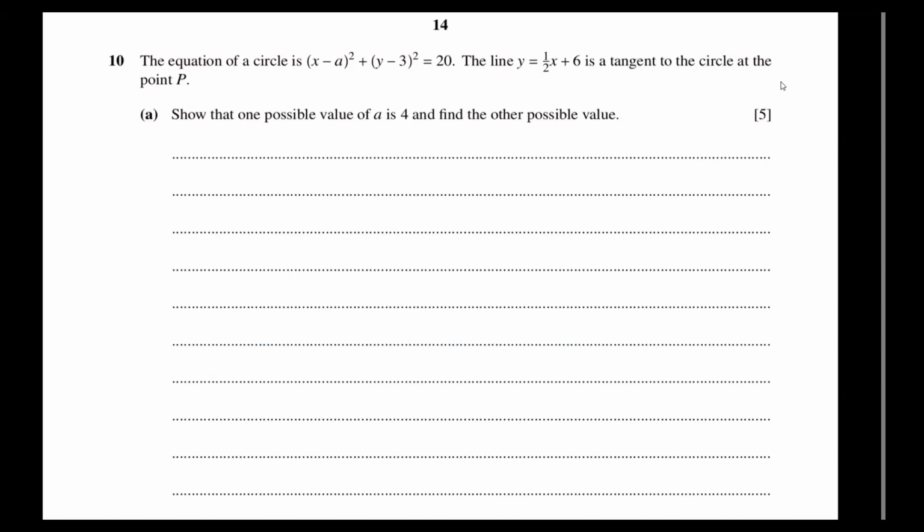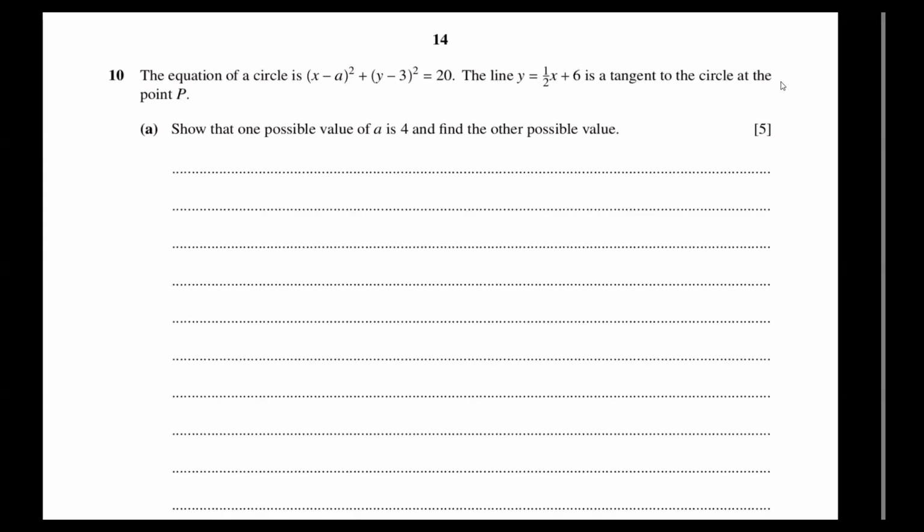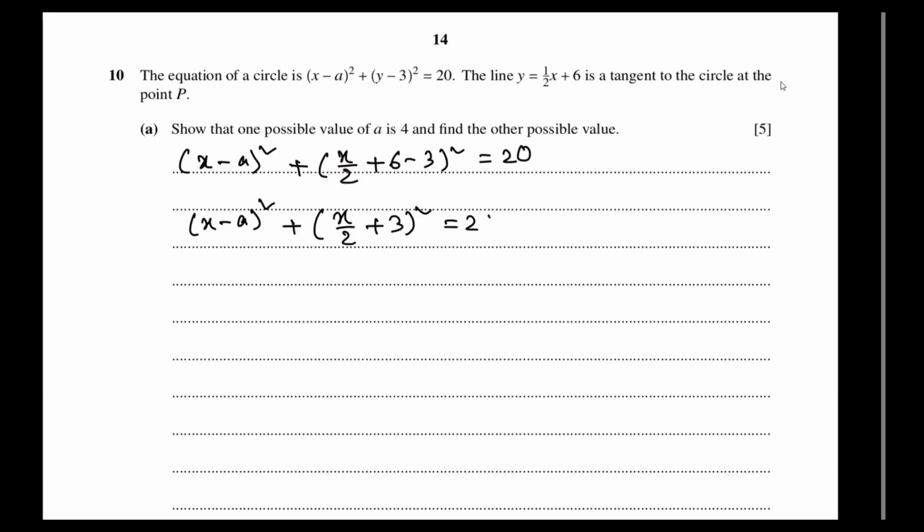Since the line is a tangent to the circle, if we want to find the point of intersection, we'll simply substitute the equation of the line into the circle. Let's do it then. We have (x minus a) whole squared plus (x by 2 plus 6 minus 3) squared equal to 20. Before expanding, let's further simplify it. (x minus a) whole squared plus (x by 2 plus 3) whole squared equal to 20.